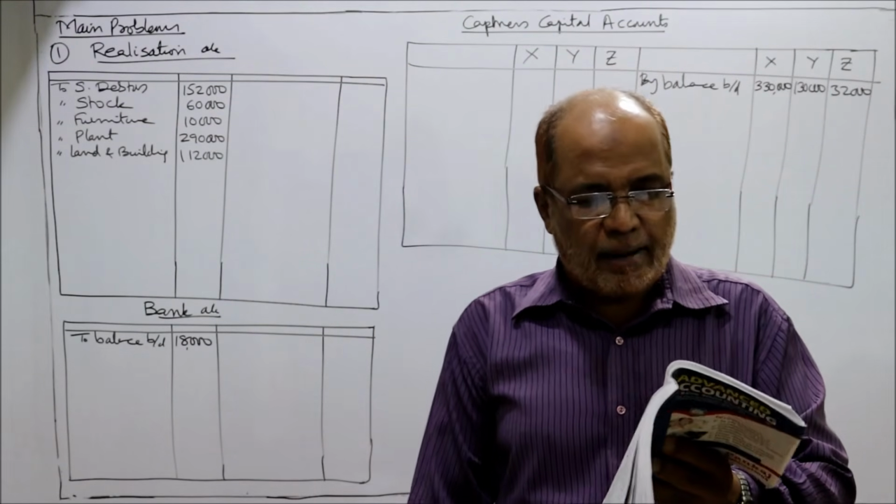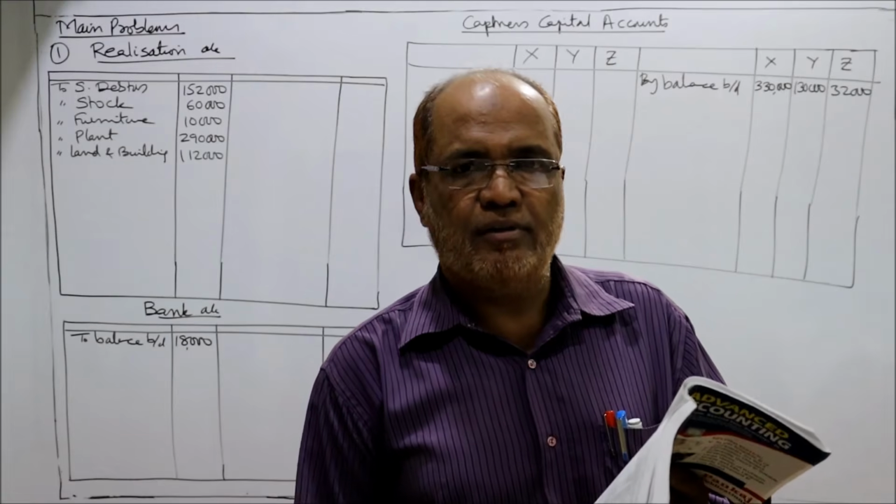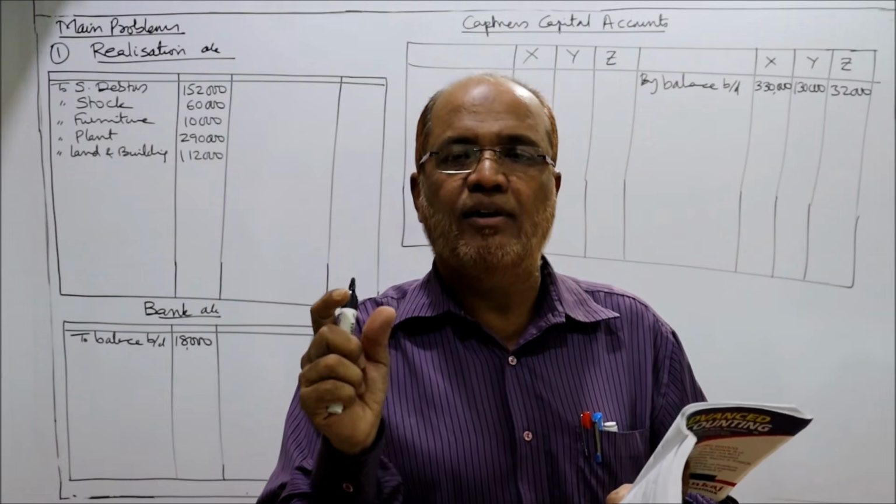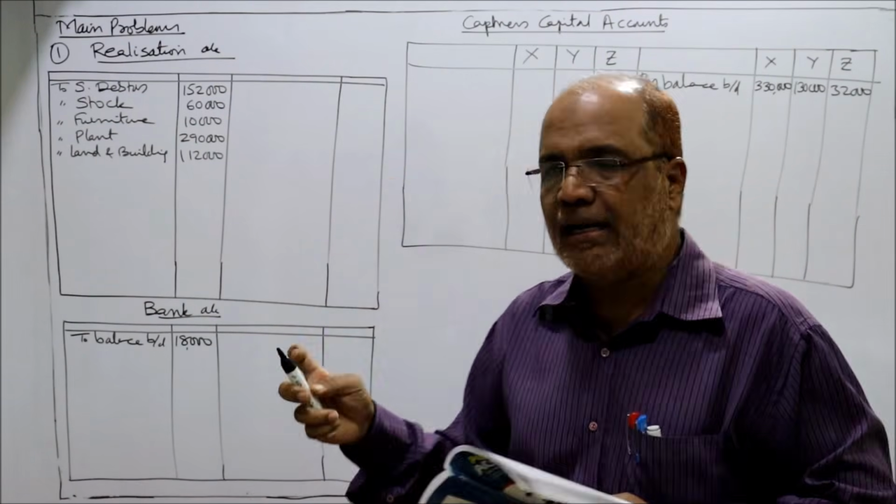Second entry, transfer the liabilities and provisions. Provision we don't have. We don't have a provision for doubtful debts. Liability only one, sundry creditors. So sundry creditors account debit to realization.